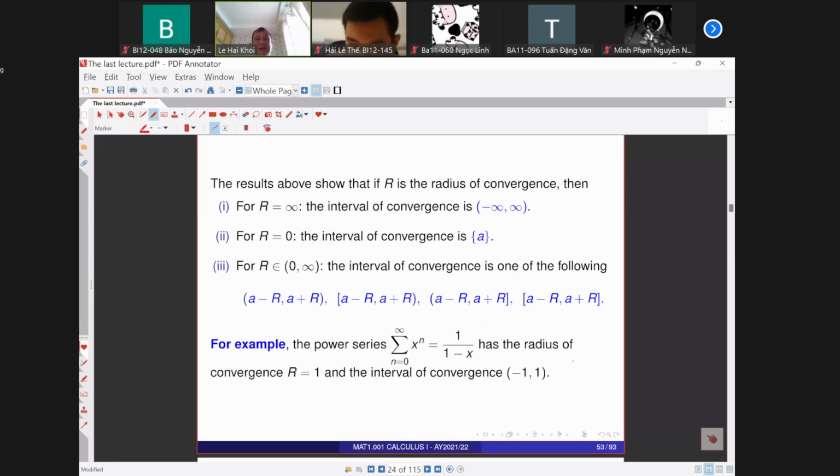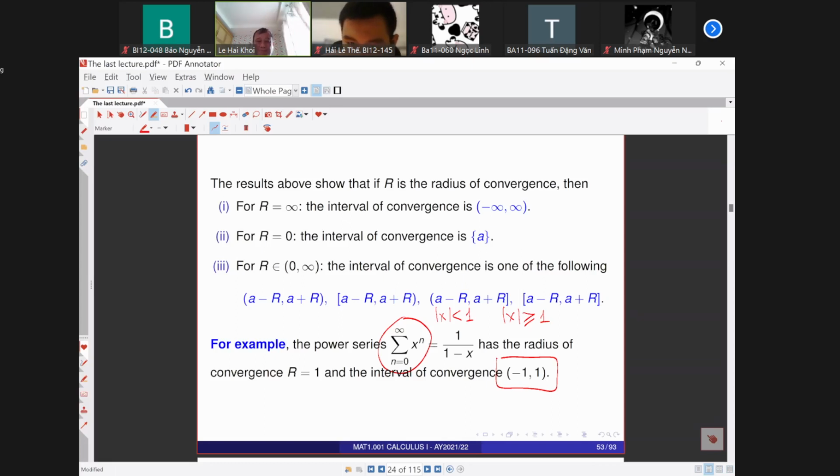Okay. So for example, if we look at the geometric power series, we know that this series converges only for absolute value of x less than 1 and diverges for x bigger than or equal to 1. That is, at the endpoints, you have divergence. Then the interval of convergence is -1 and 1 without the 2 endpoints, an open interval, right?